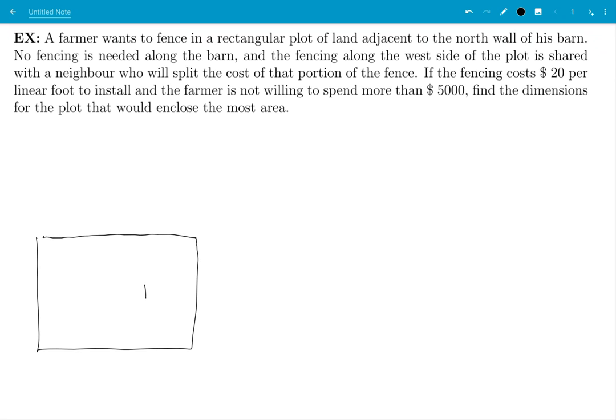That's my lovely barn. And then I have a rectangular plot adjacent to the north wall, so the top wall. So I got a plot of land, say like this. I see the word area down here, so why don't I just go ahead and put a Y here and an X here. Okay, then I'll read again.